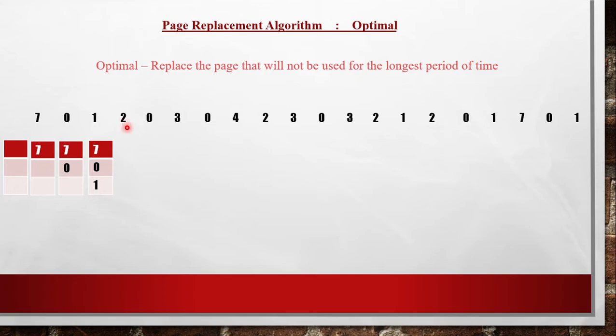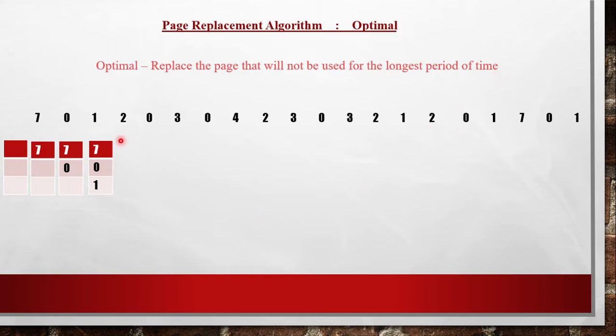The next page reference by the CPU is 2. Now 2 should replace one among these 3, because there is no free frame available, all 3 are occupied by 7, 0 and 1. So 2 should take the place of 7, 0 or 1. Which one will be replaced? That is the question, and it will be solved by the optimal page replacement algorithm. See here, replace the page that will not be used for the longest period of time. It is referencing the future reference of the page.